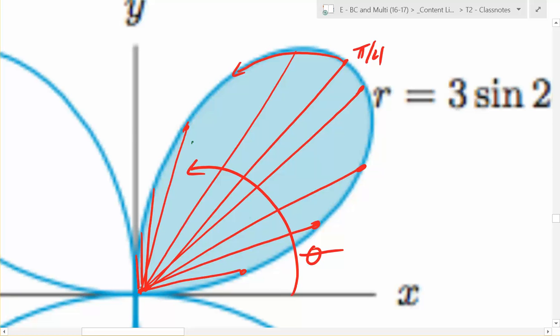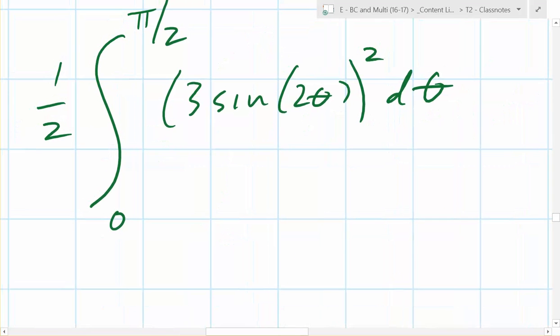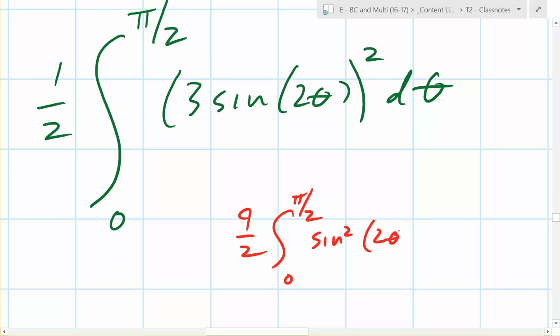And then what's straight up? It's at the origin, but it's straight up. So what's the theta value? Pi over 2. Now, this integral right here, you're like, oh man, I can do this. 0 to pi over 2. It's going to turn into 9 of what? Sine squared 2 theta d theta.